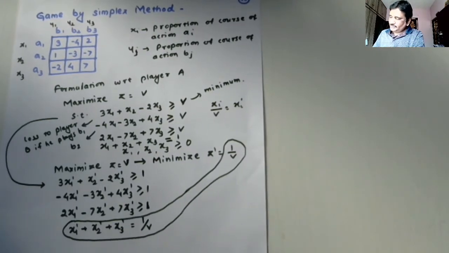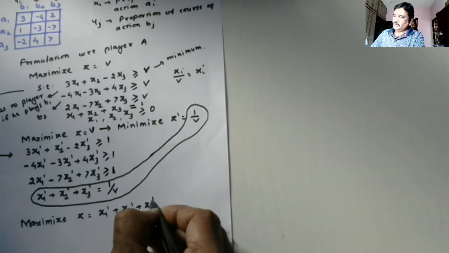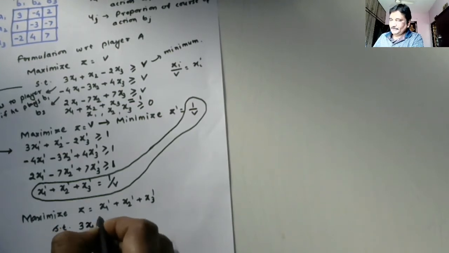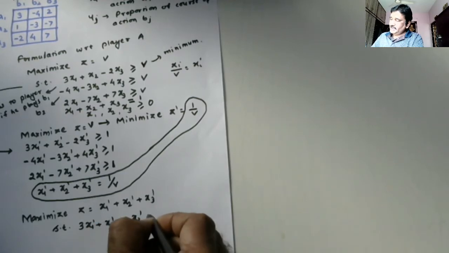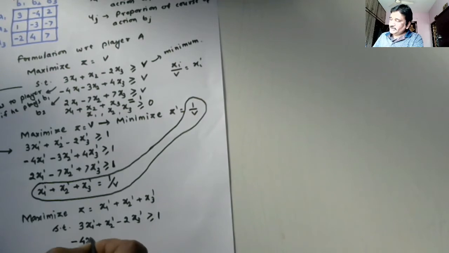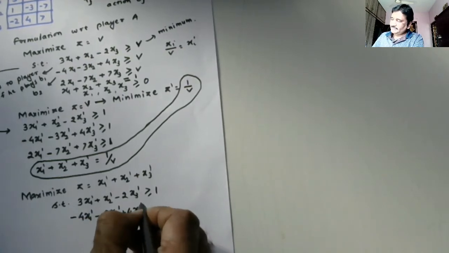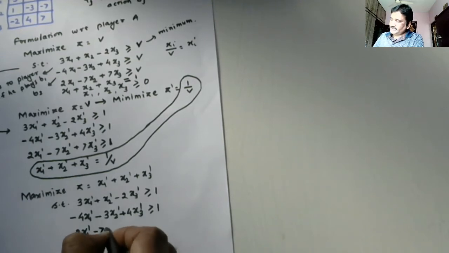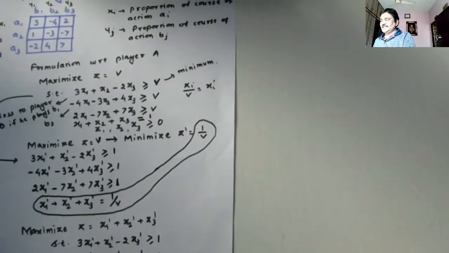So my formulation now becomes maximize z equal to x1 dash plus x2 dash plus x3 dash, all right, subject to 3x1 dash plus x2 dash minus 2x3 dash greater than equal to 1, minus 4x1 dash minus 3x2 dash plus 4x3 dash greater than equal to 1 again, and 2x1 dash minus 7x2 dash plus 7x3 dash greater than equal to 1 again. This formulation is very easy to write from this problem.